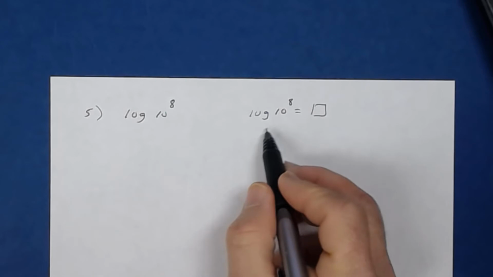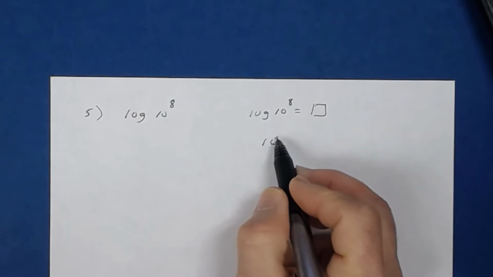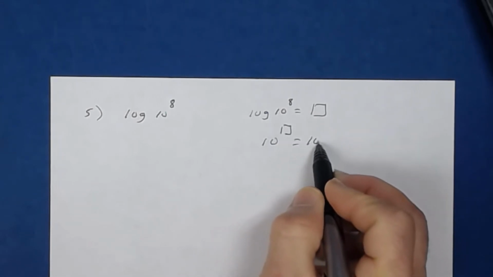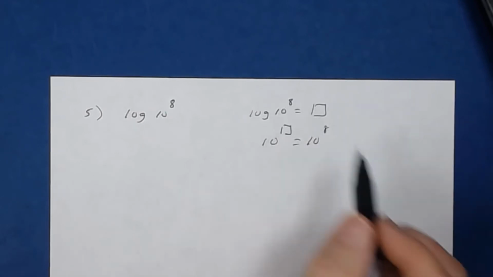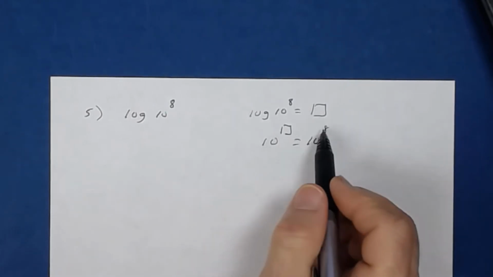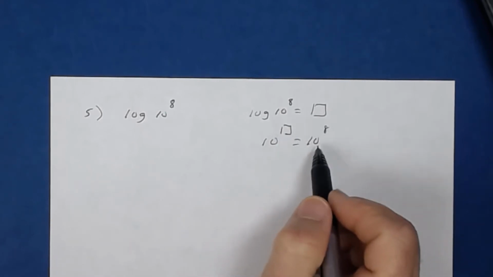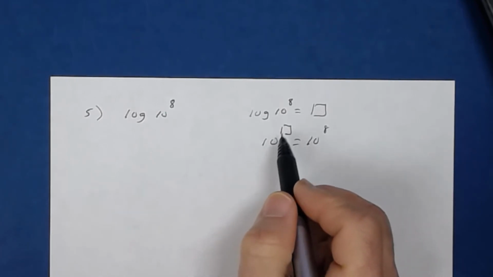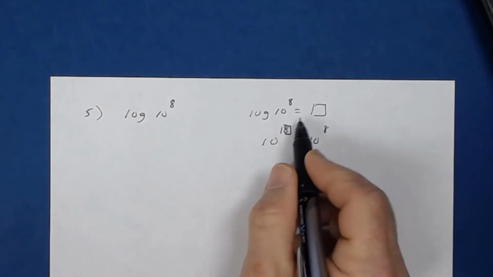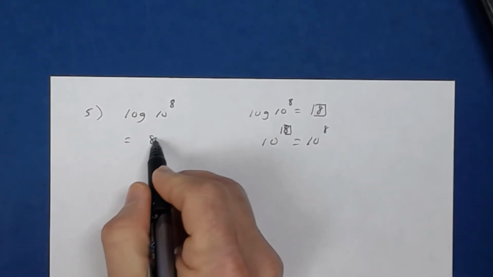So I get 10 to the box equals 10 to the 8th power, right? So 10 to the box equals argument. Well, if the base is the same, then what must this be? If I want this side to equal that side, and this side's 10 to the 8th, then this must also be 10 to the 8th, right? So 8 goes here, so the answer is 8. Okay?